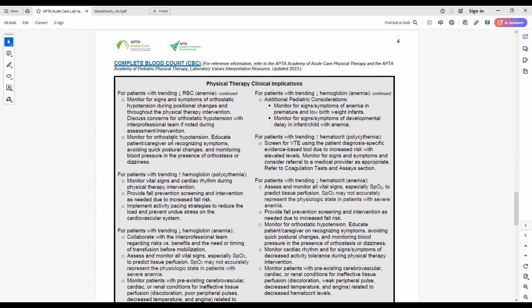The patient is in a supine position and all of a sudden you ask the patient to stand. This is not right. You need to change the patient's position to sitting, for example, and see if there are any signs of orthostatic hypotension before the next step, movement from sitting to standing. And monitor blood pressure in the presence of orthostatic symptoms or dizziness. I might check blood pressure during standing and sitting and see if there are any changes in numbers.